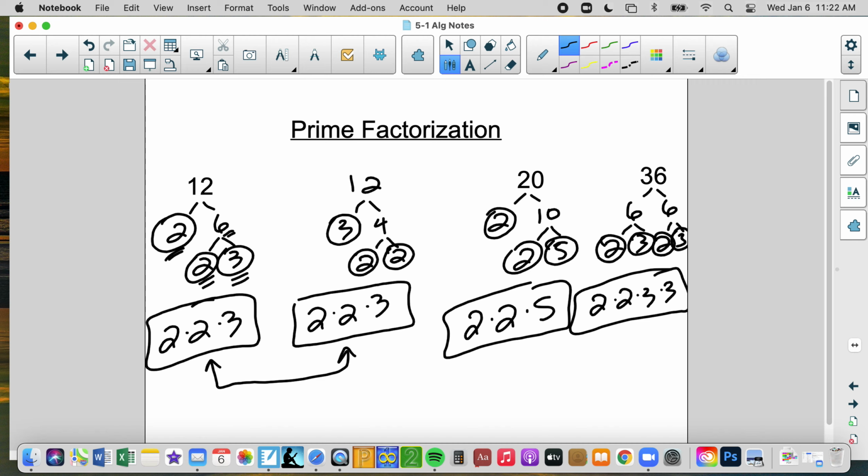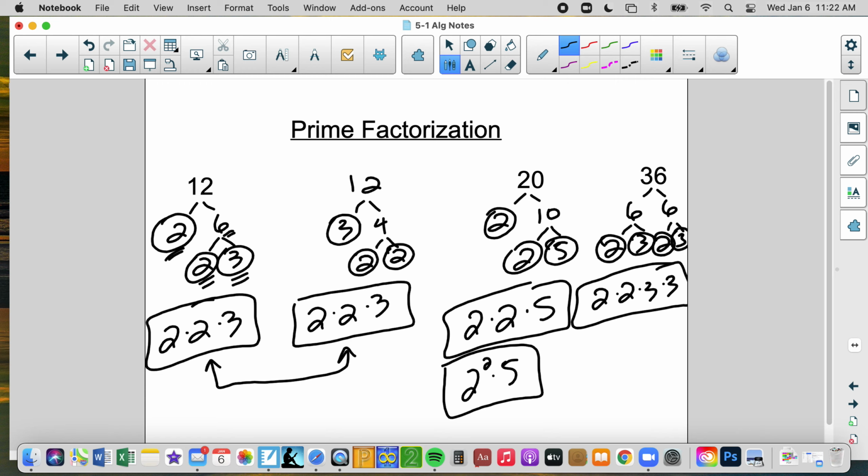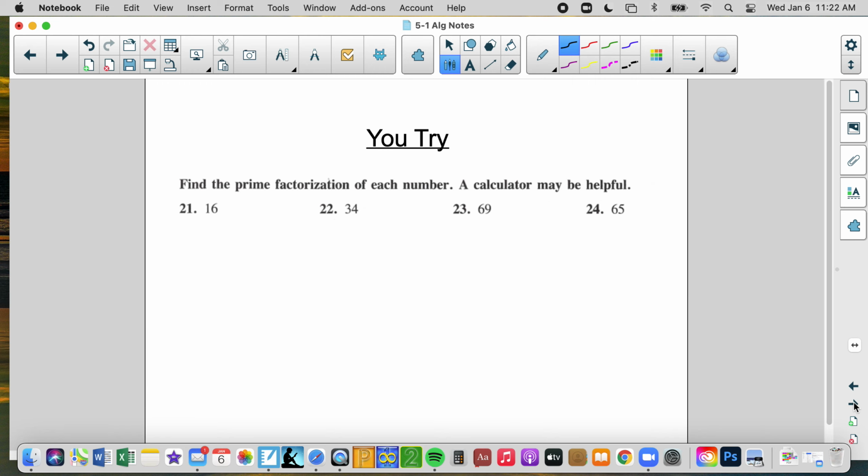Some questions, some books would, when we have identical numbers, write it in exponential form. You may see answers like that, 2 squared times 5. But in our work, we're going to leave it in this standard form. We're not going to write exponential form because we're going to utilize this later with factoring polynomials and reducing fractions with quadratic answers, and this will be more beneficial to us.